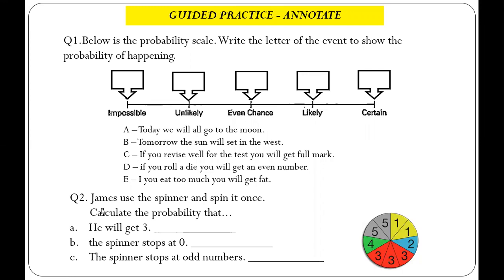Now in question 2 also, James used the spinner and spun it once. Calculate the probability that he will get 3. So you can see here, you will count 1, 2, 3, 4, 5, 6, 7, 8, 9. So there are 9 numbers, and we have 3, 1, 2, 3. That means 3 out of 9. You can write it in simplest form. So I want you to submit this one.